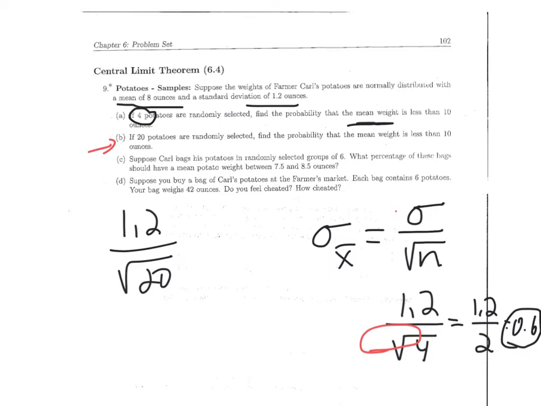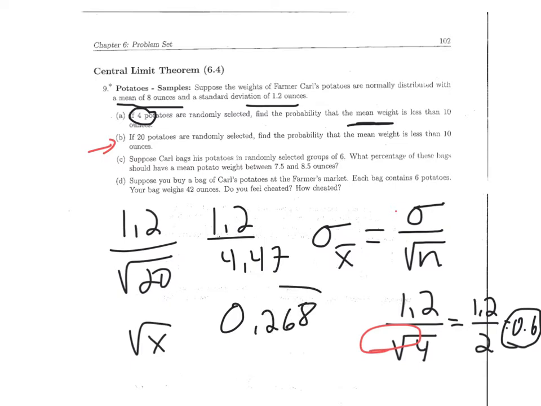Let me see if I can find it. So I know the square root of 20 is about 4.47. Remember, you hit the square root x button on your calculator. So take 20, hit the square root of x. And then 1.2 divided by 4.47, I got 0.268, and I'm rounding. So that's the new standard deviation.